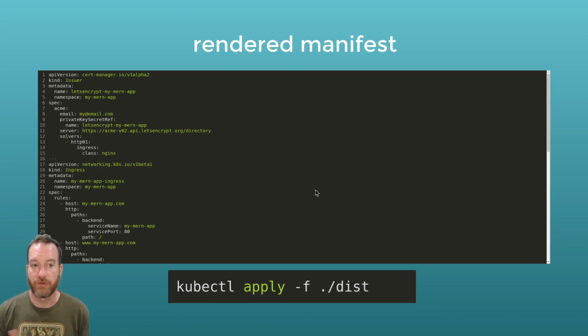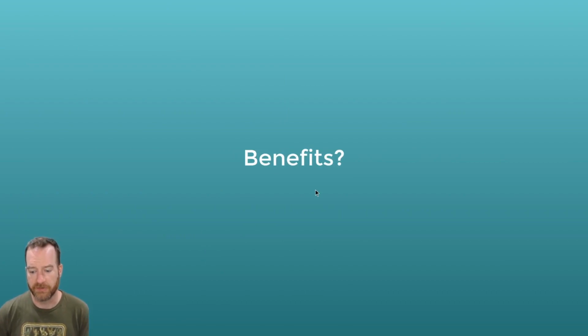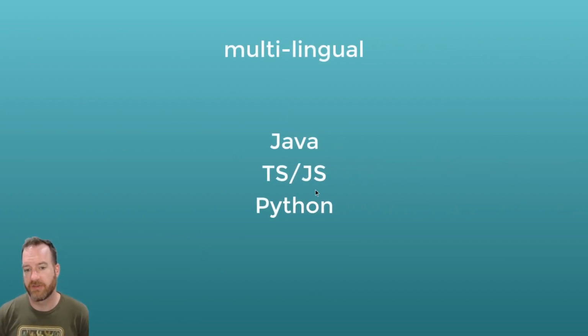And every time that I run that synthesize routine, I'll hand over different variables, and it'll spit out slightly different YAML along the way. So what are the benefits of this? Why would you really want to do this? Well, one of the benefits of the constructs in CDK8s is that they're multilingual. You can write these in Java, TypeScript, JavaScript, or Python.